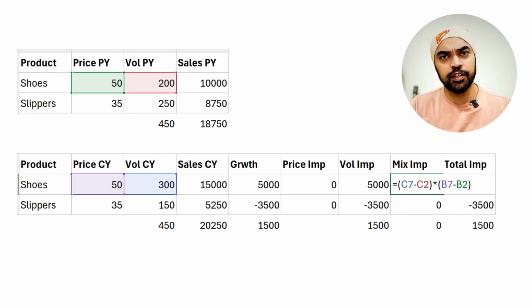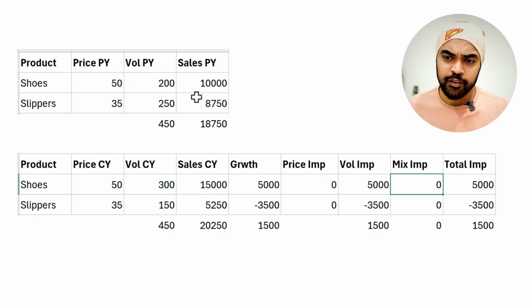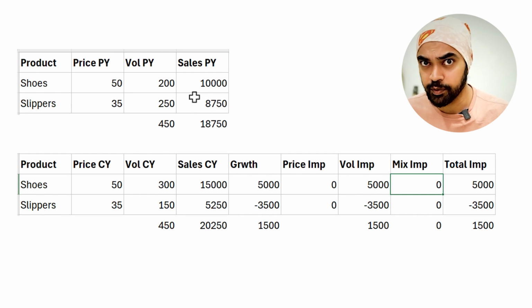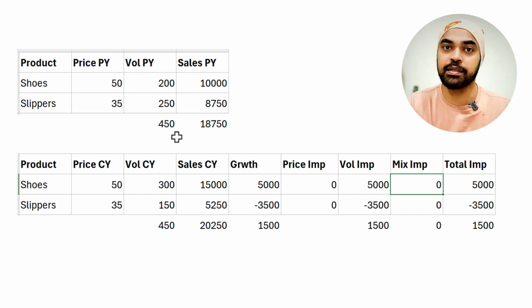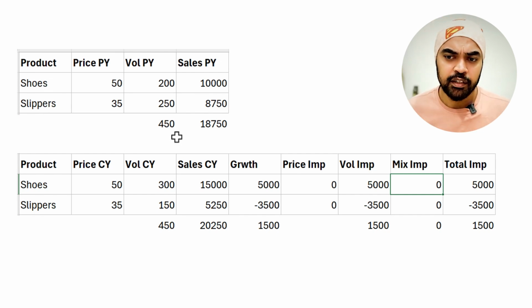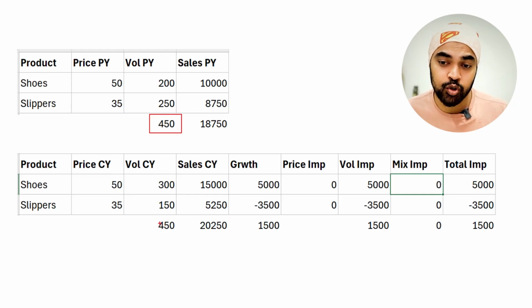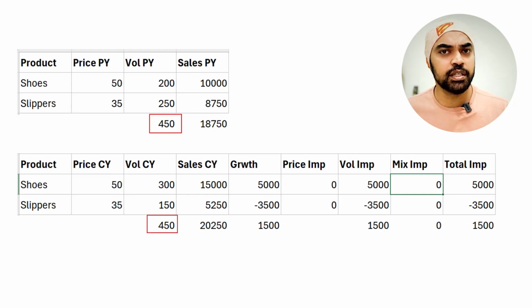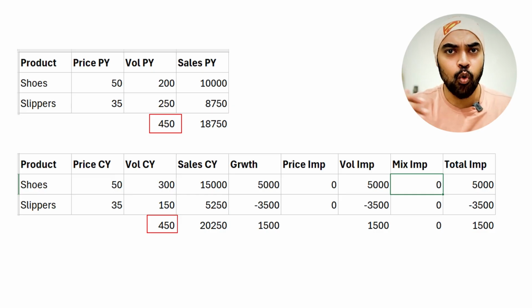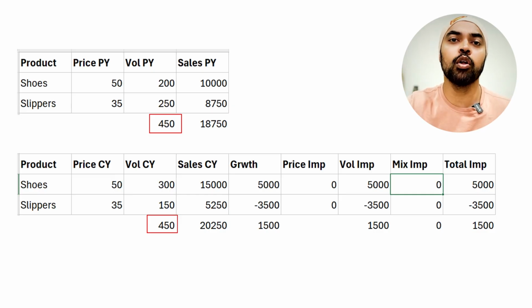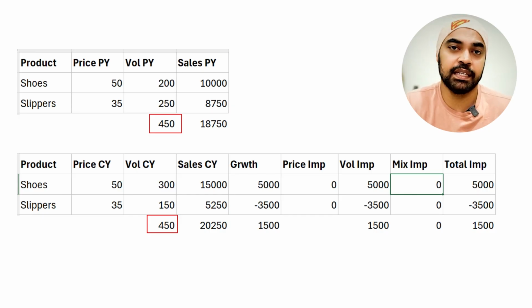Now here is a different question you would ask. If you take a look at the total quantity of the products sold, which is shoes and slippers, perhaps they are made the same way, not very different, the total quantity is just 450. You sold 450 units last year and you sold 450 units this year. So the total volume across all the products that you're selling hasn't changed. It's the same quantity last year and the same quantity this year.